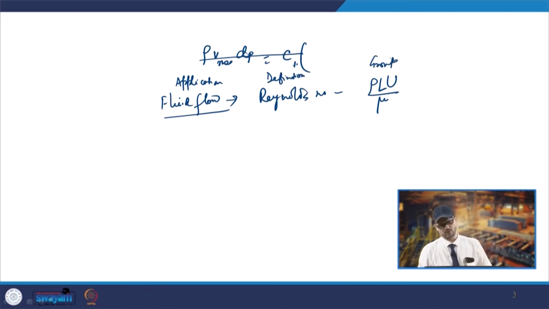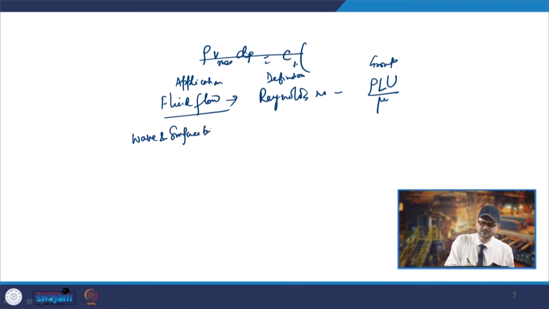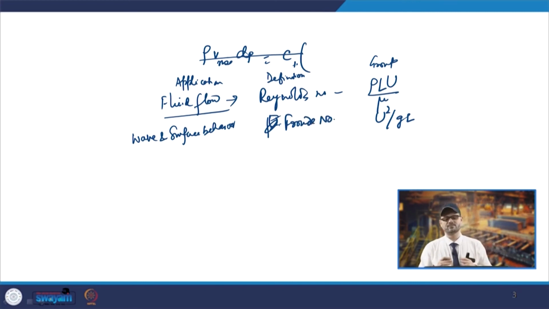Similarly, if you go for the wave and surface behavior, or when you are going to use it for the pouring stream, in that case you have the value u square by g L, and that is your Froude number. We have seen this number and dealt with it earlier. So, that is your Froude number.